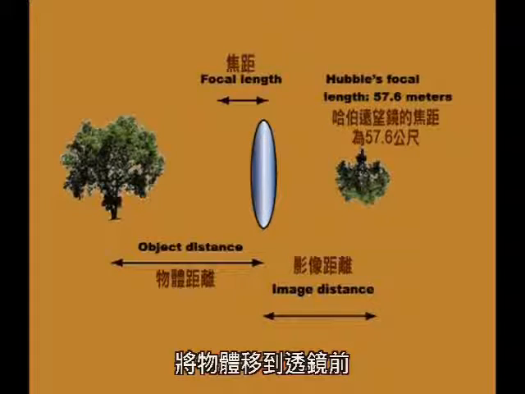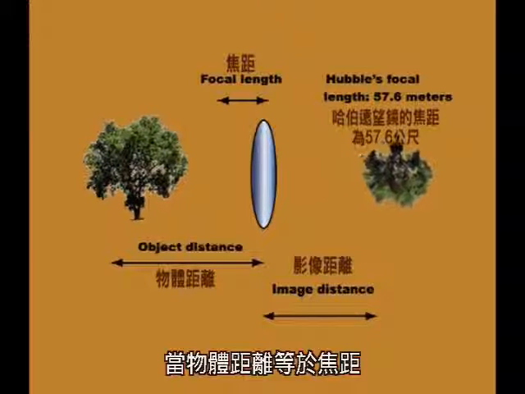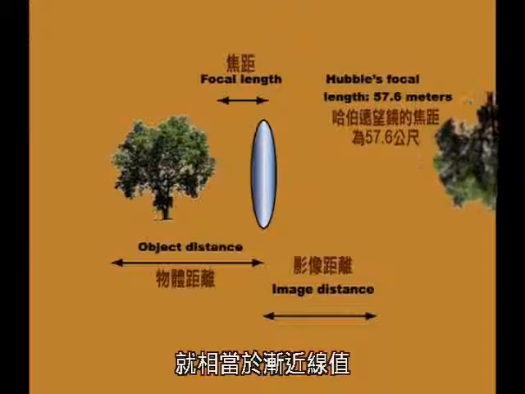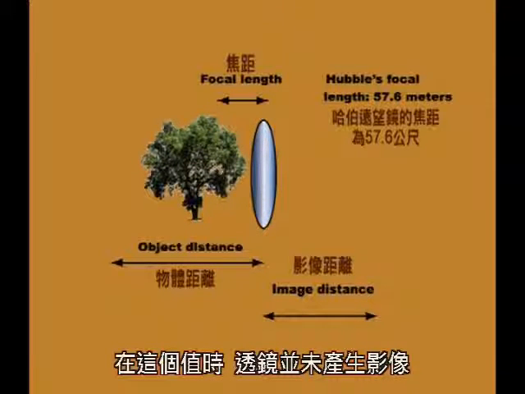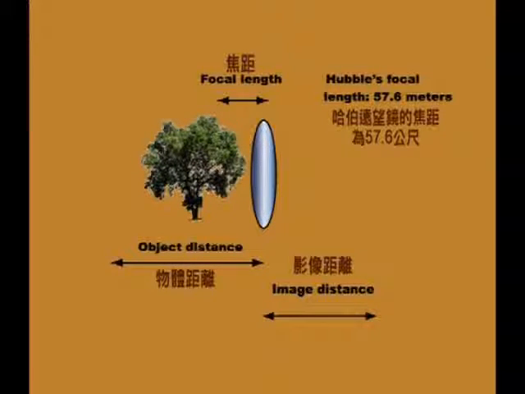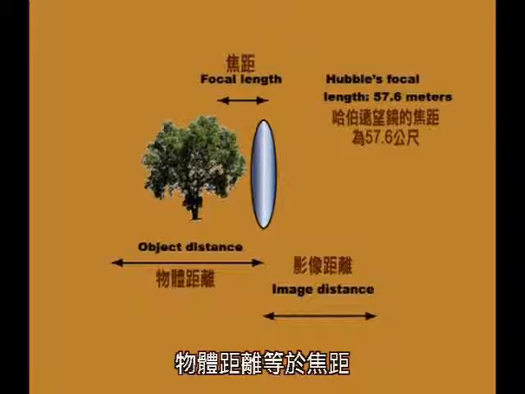When you move an object in front of a lens, the object distance changes. When the object distance equals the focal length, this corresponds to the asymptotic value. At this value, the lens does not produce an image. This is why mathematically an object distance equal to the focal length is not defined.